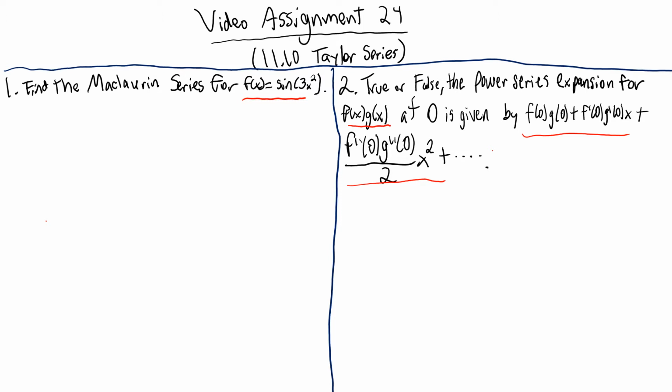Involves 11.10 Taylor series. Alrighty, so the first question is asking to find the Maclaurin series for f of x equals sine of 3x squared.